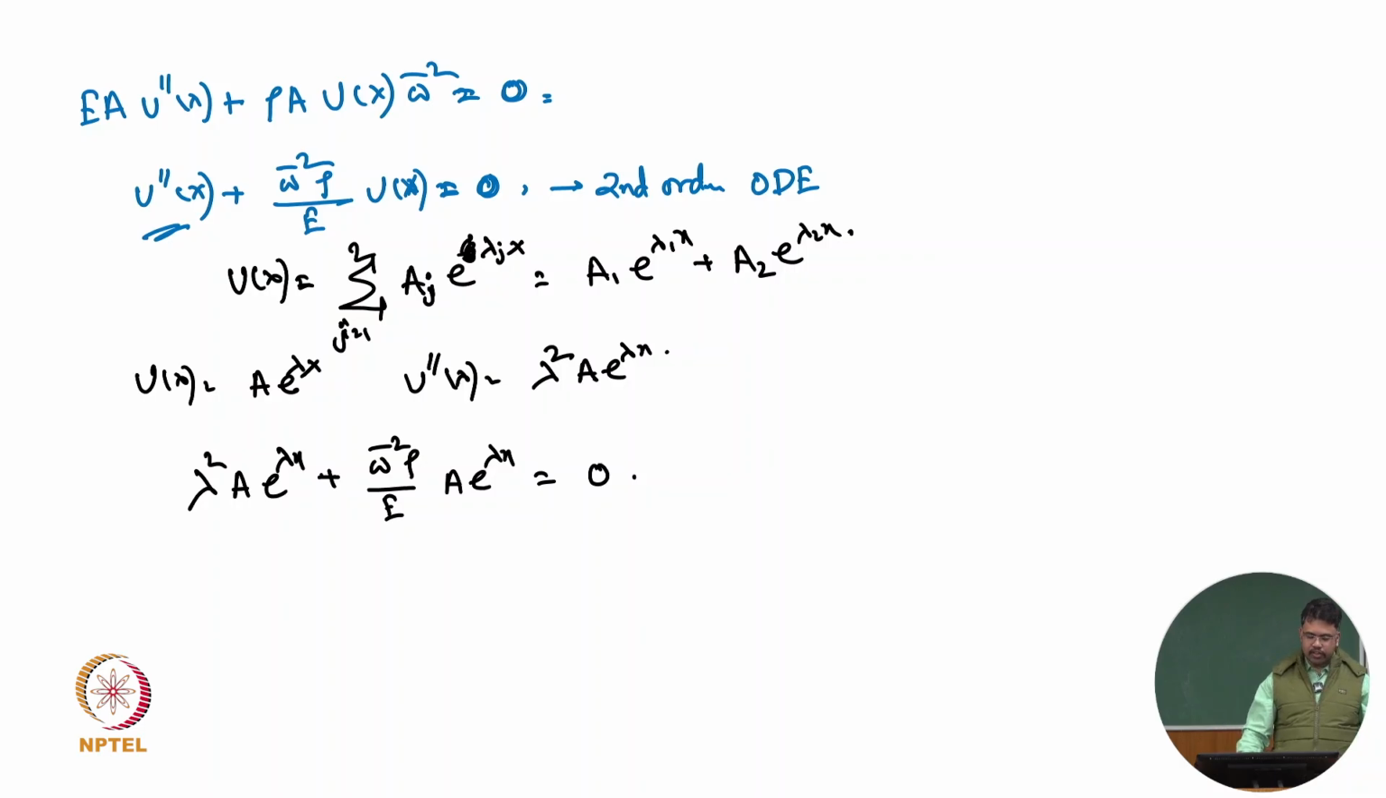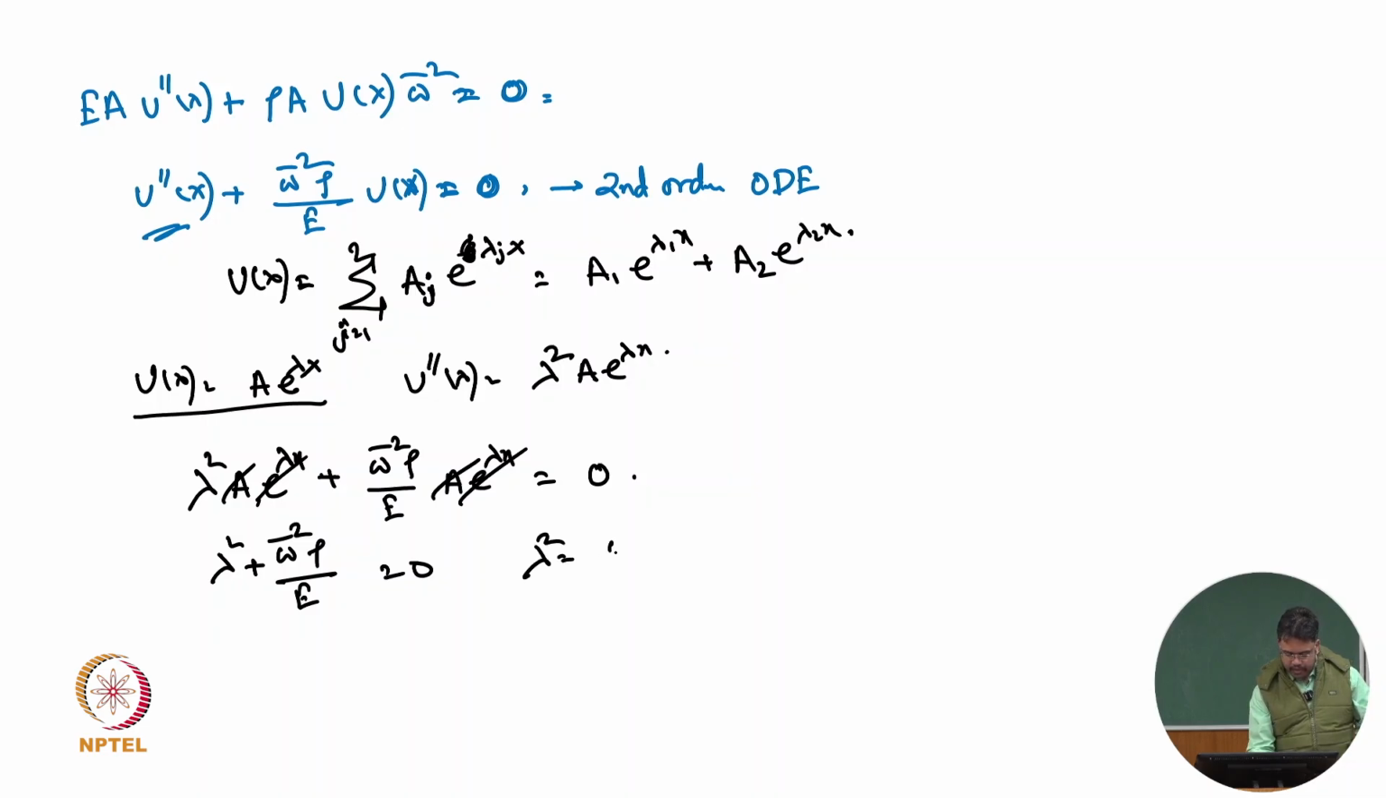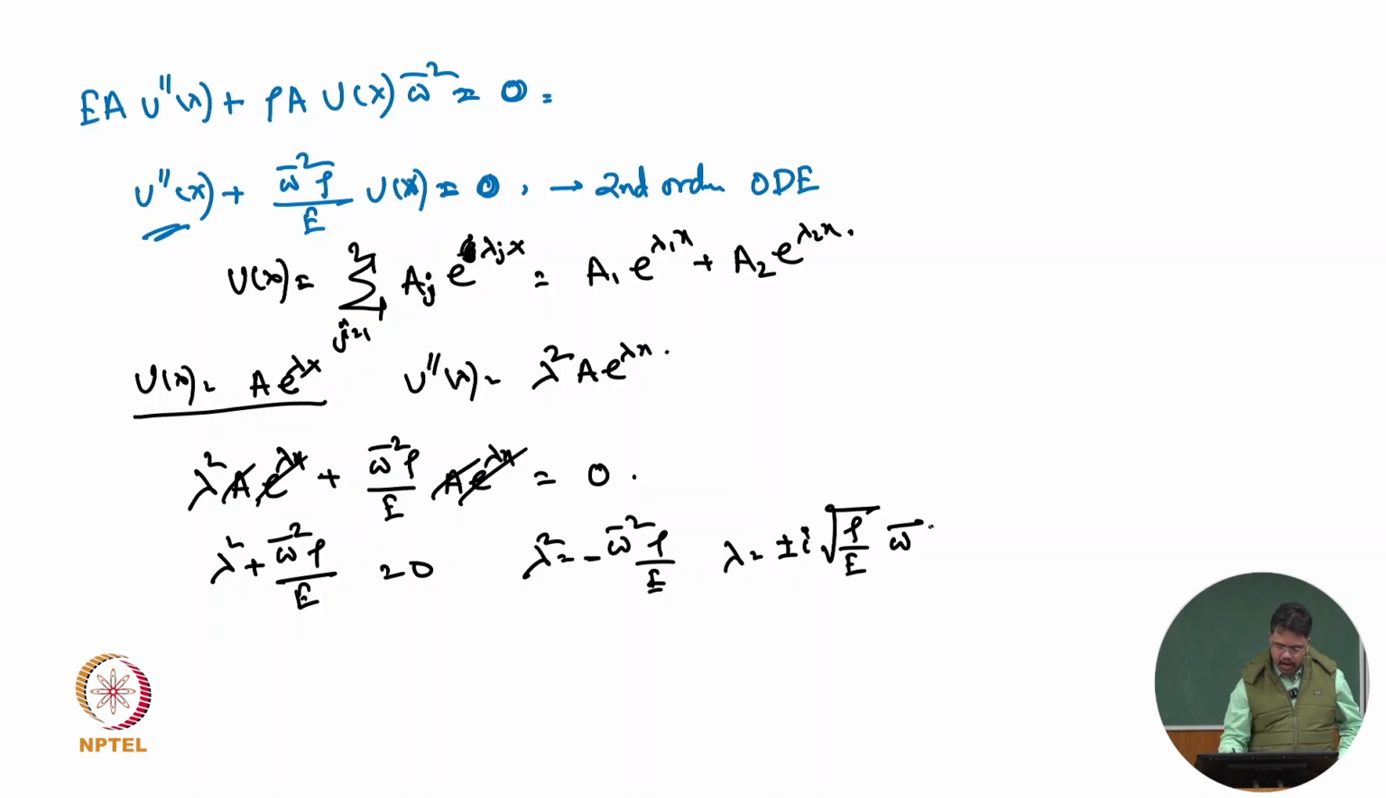Lambda. Exactly. So now you can see that a can be cancelled out because a definitely cannot be 0, because if a is 0 then it makes no sense, that full thing will become 0. So a cannot be 0, e to the power lambda x also cannot be 0, so I am just cancelling it out. So what will be lambda square? Lambda square will be equal to minus omega square rho by E. So lambda will be equal to plus minus i times root over of rho by E times omega bar.